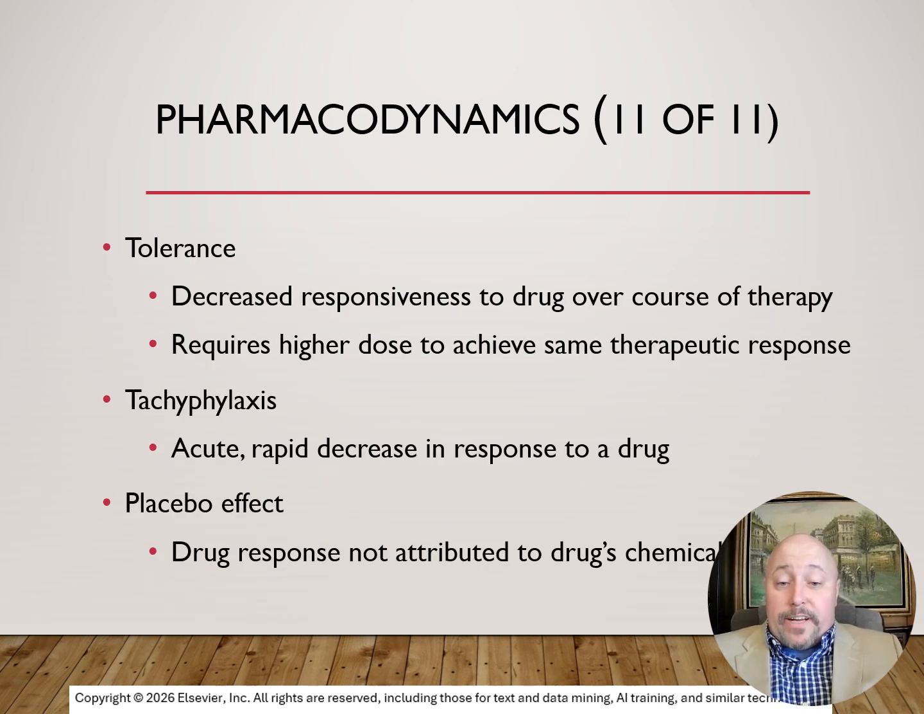Pharmacodynamics could also be affected by things like the patient's tolerance for that drug. Tolerance meaning a decreased responsiveness to the drug over the course of therapy, in which case the patient requires higher and higher doses to achieve the same therapeutic response they initially got when they first began the medication. You can also see things like tachyphylaxis, which is an acute, rapid decrease in the response to a drug. Also, the very real phenomenon of the placebo effect, in which case a drug response is not attributed to the drug's chemical makeup.